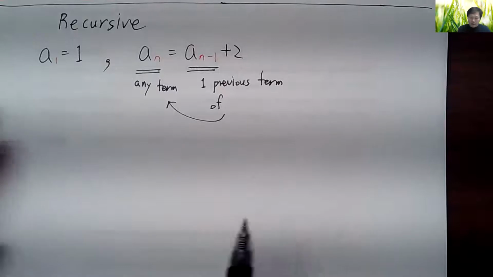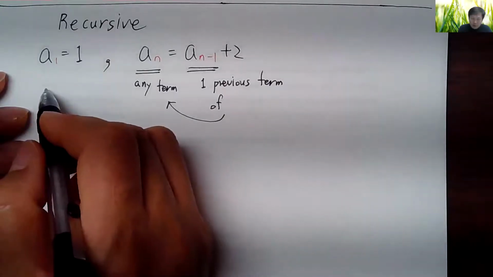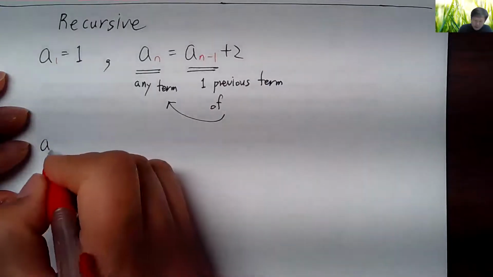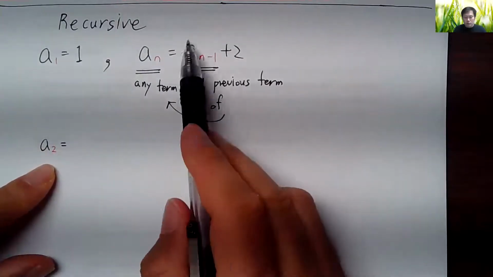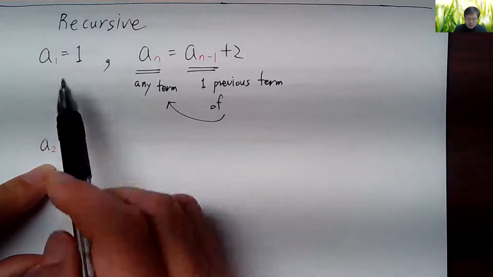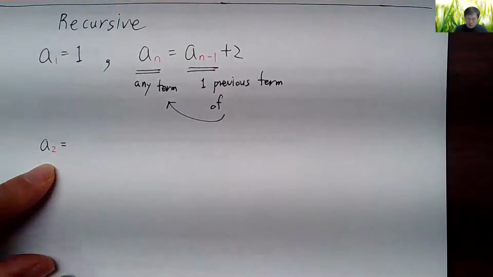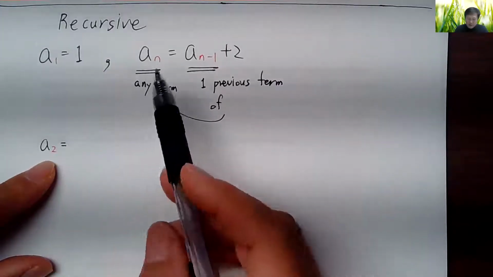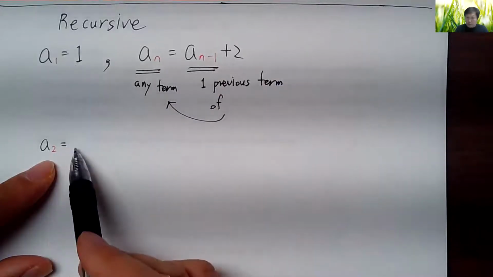Then when you try to get next term, next term should be a sub 2. Second term. So a sub 2 equal to, if you look at this, whatever previous term, which is 1, you're adding by 2. So if I follow this, you can just do previous term 1 plus 2, you gotta get 3.